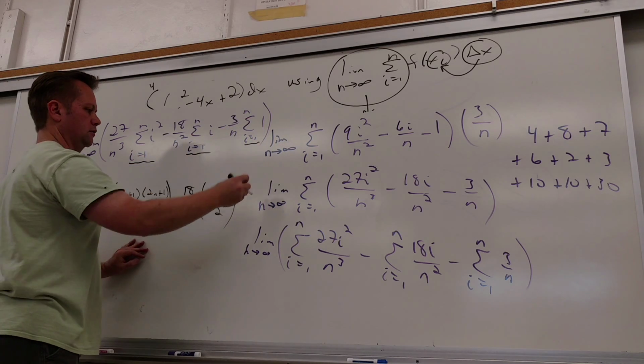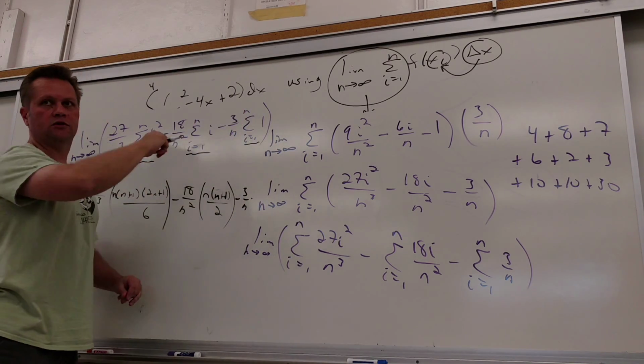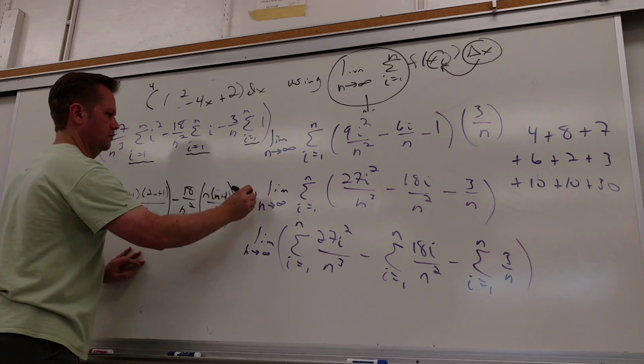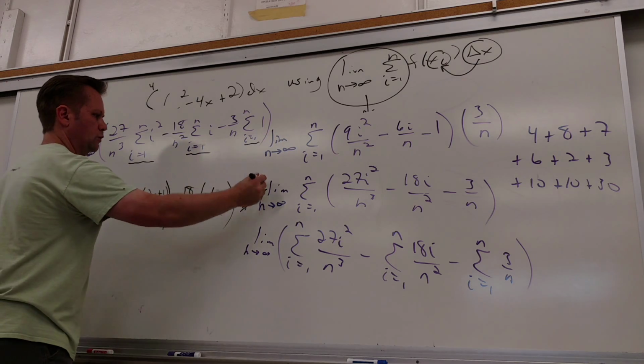So this becomes what? Sum 1 up n times, and you get n. So look what happens. So that last one, that limit's easy.